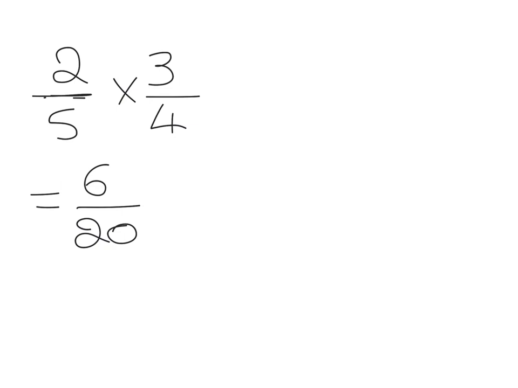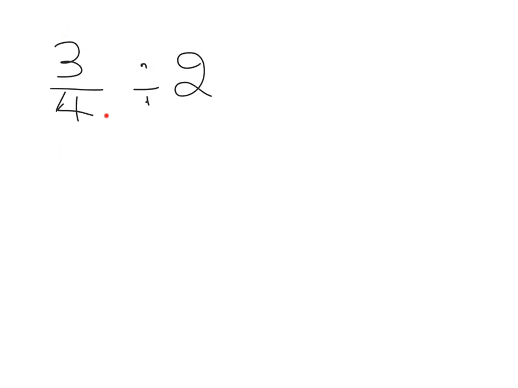Can 6 and 20 both be divided by the same thing? Yes, they're both even numbers, so we can divide by 2, so we can simplify this. So we're going to do 6 divided by 2, and we're going to do 20 divided by 2. So our final answer for this is 3 over 10.